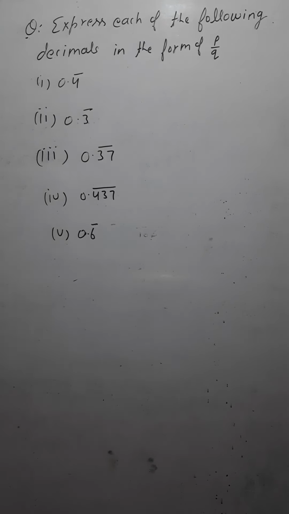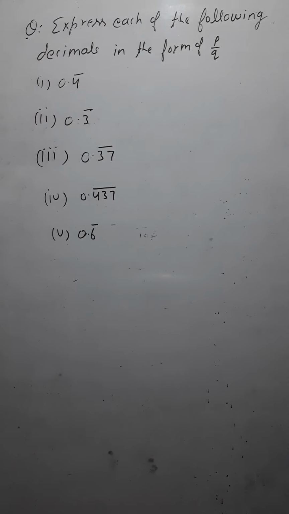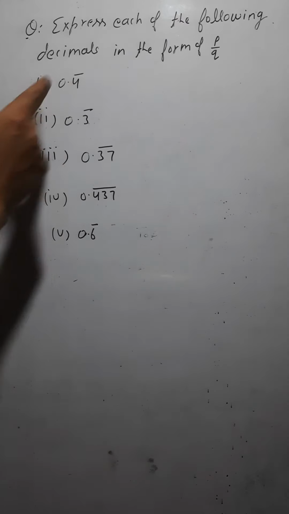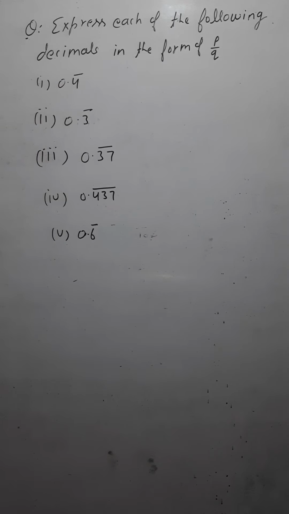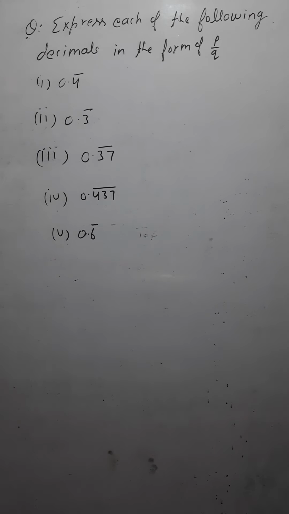Yes, here I have some new questions for you. The question is: express the following again in the form of p by q. But here you have decimals that are non-terminating repeating, written in the form of a bar. So how do you express such decimals in the form of p by q? Let's say you have to express 0.4 bar in the form of p by q. And 0.3 bar. How would you express these?